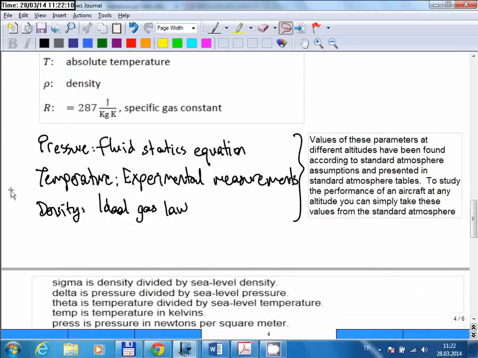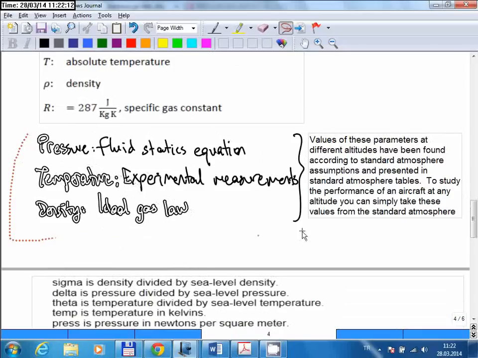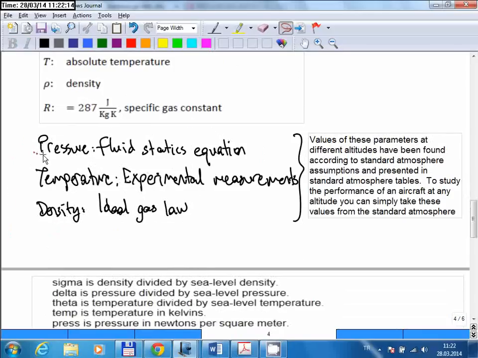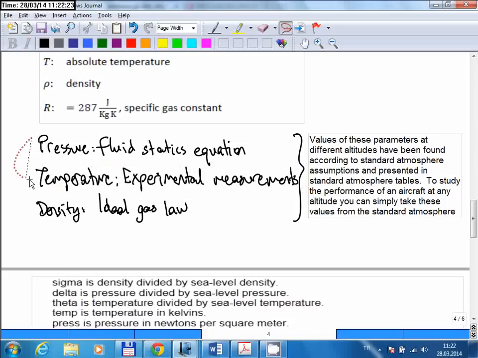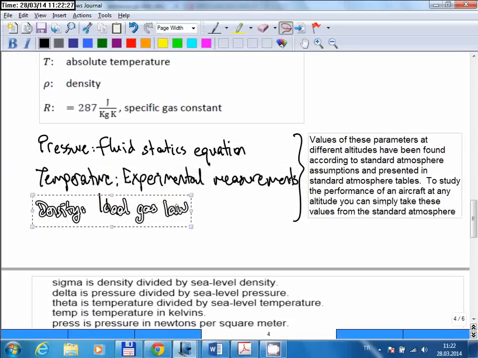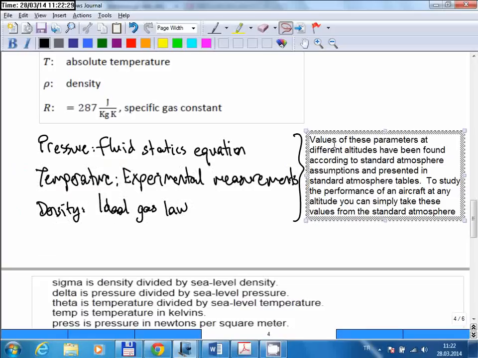So here's a summary of what I just said. The pressure comes from the fluid statics equation. Temperature comes from experimental measurements. And depending on these two values, the density can be calculated using the ideal gas law. So values of these parameters at different altitudes have been found according to standard atmosphere assumptions, and they are presented in standard atmosphere tables.